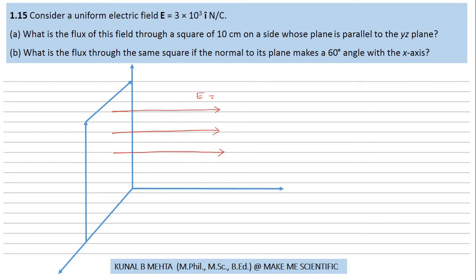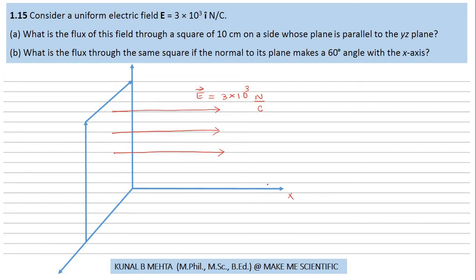And this electric field which is given to us is 3 into 10 raised to 3 Newton per Coulomb, right? Which means that if we put any positive charge, a unit positive charge, it would experience this much amount of force. Now, what is the flux passing through a square of 10 centimeter side whose plane is parallel to the YZ plane?